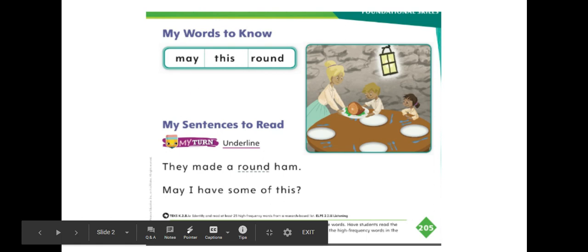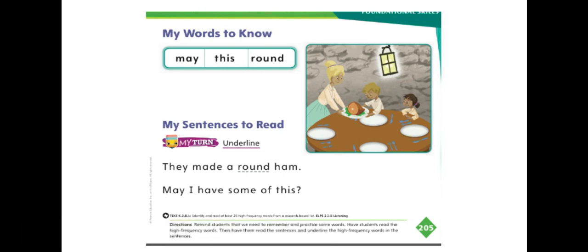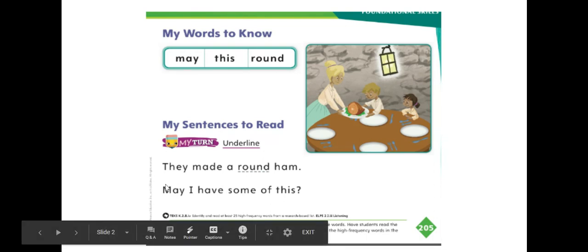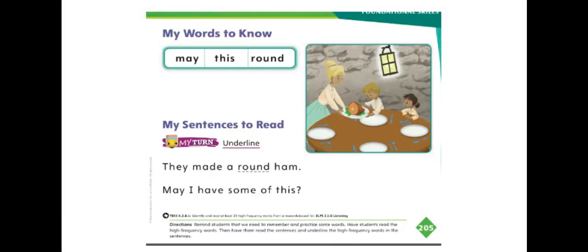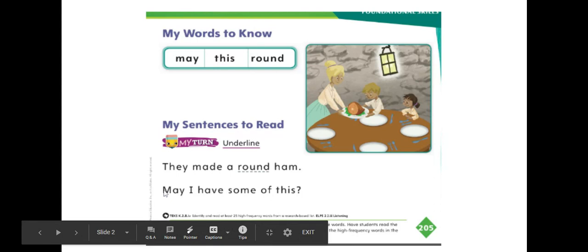Now, as you notice, the word May is also one of the months of the year. It's spelled the same way. So this is one of the words that has more than one meaning. The word May can be a month of the year, or the word may can also be used like in this sentence: May I have some of this? So you're going to underline may to find it as the second sight word.